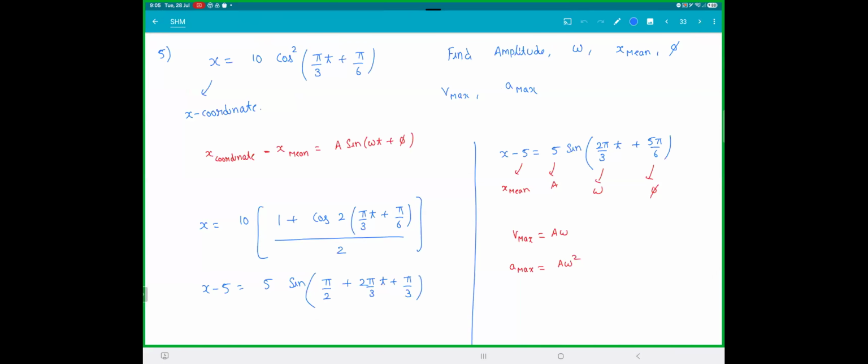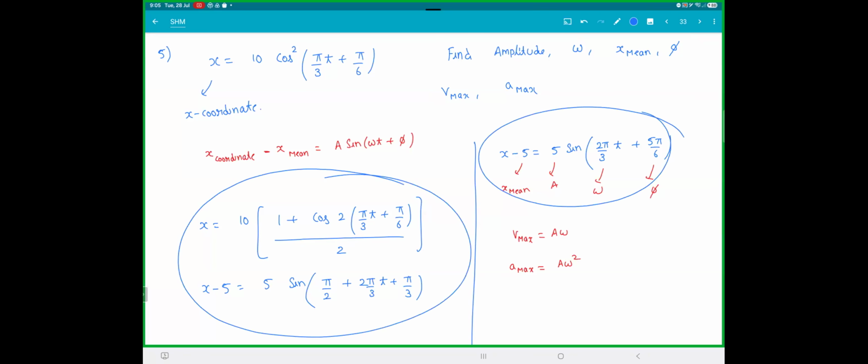Where is this guy? Yeah, look at this question. X is equal to 10 cos square pi by 3t plus pi by 6. And then I said find the amplitude, omega, x mean, phi. Same things, we did the same stuff. बस यहाँ पे एक extra kx आ गया था.